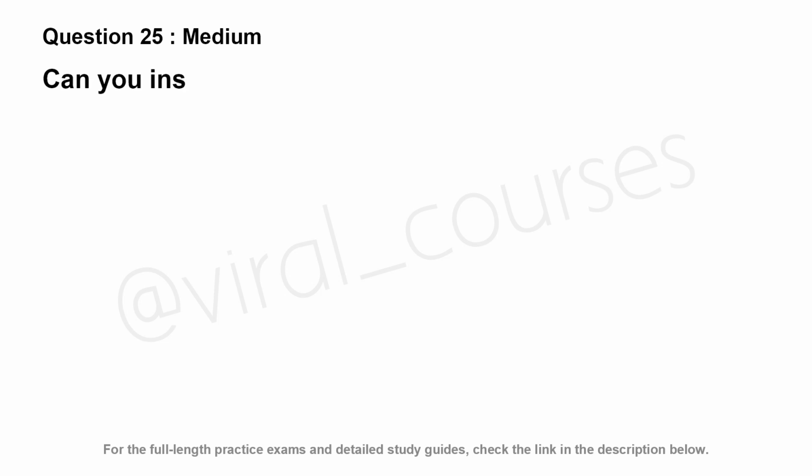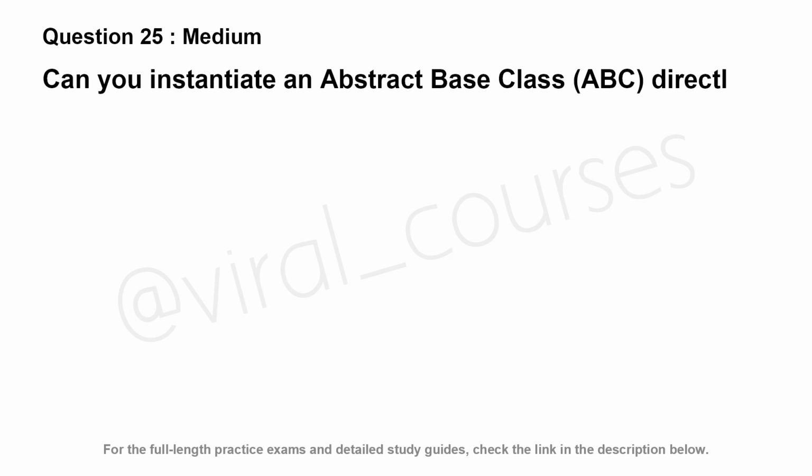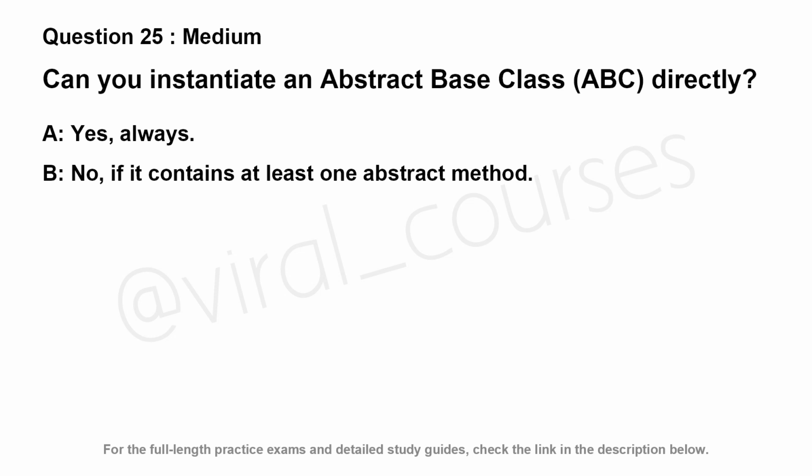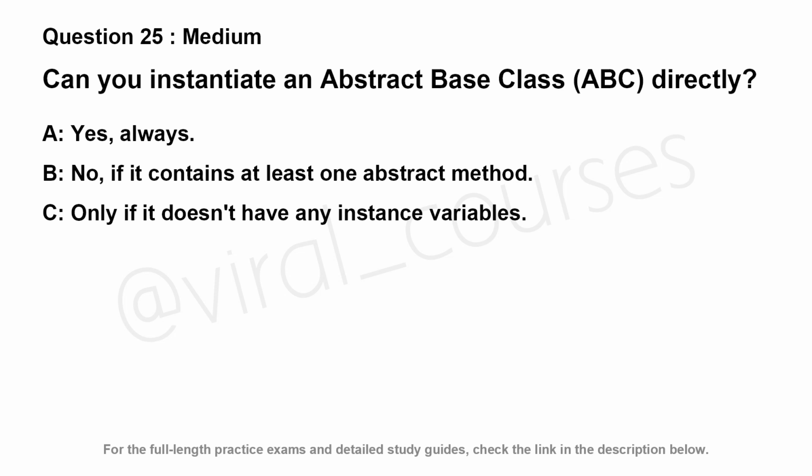Can you instantiate an abstract base class, ABC, directly? Option A. Yes. Always. Option B. No. If it contains at least one abstract method. Option C. Only if it doesn't have any instance variables. Option D. Yes. But only in Python 2.